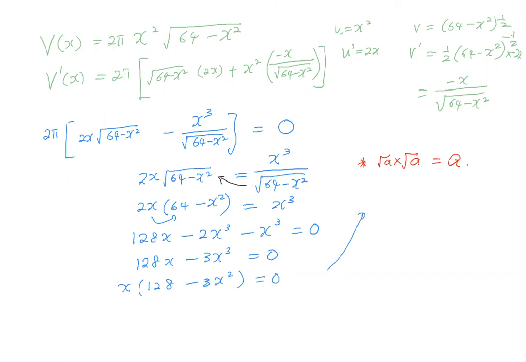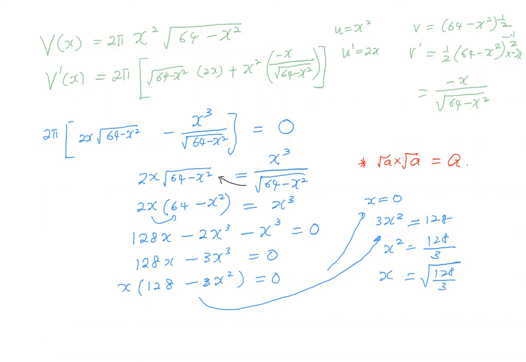If x equal to 0, you didn't cut off anything, correct? Or I can have 3x squared minus 128 equal to 0. So my x squared will be 128 divided by 3. So my x will be the square root of 128 divided by 3. Okay?